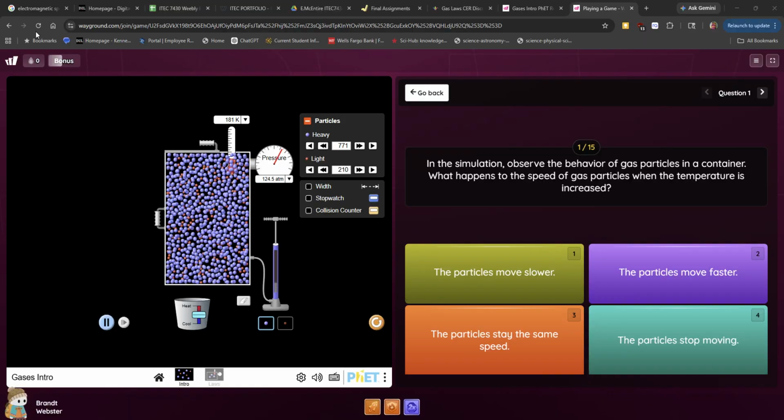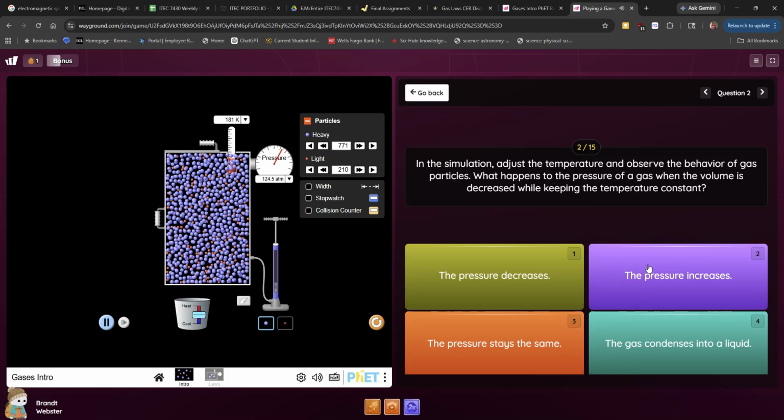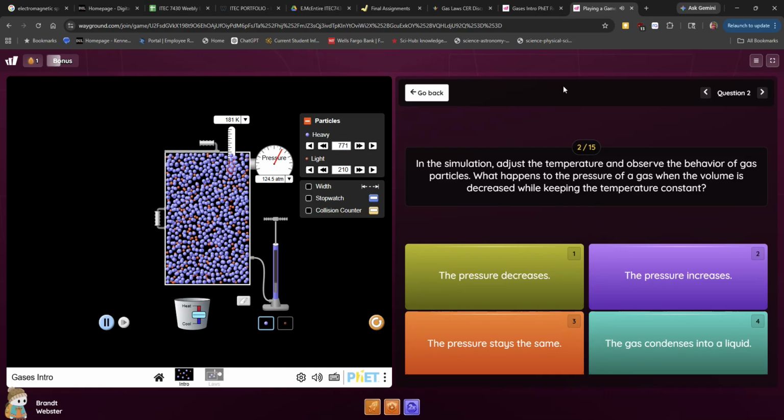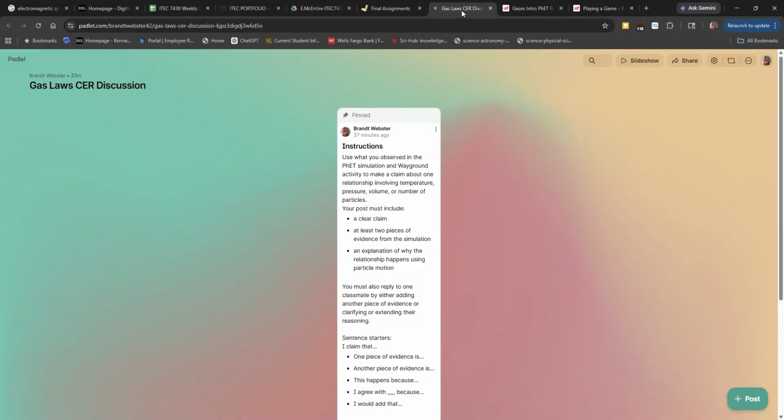Once they're done going through the simulation, answering the questions that I have set up for them, it gives them feedback right away about whether they got it right or not. Then my lesson has them going to a Padlet that I have set up. In this Padlet, the students will do a claim evidence reasoning response. They make their claim about one gas relationship and support it with at least two pieces of evidence and explain why this relationship happens using particle motion.